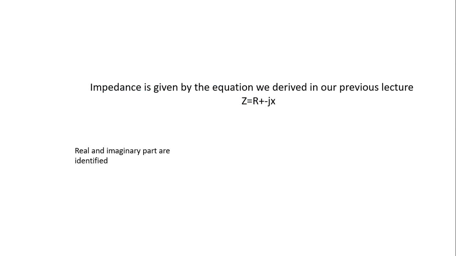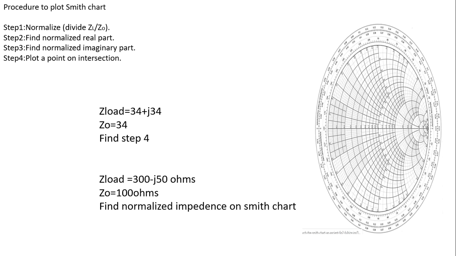Impedance is given by the equation, which is already well known to you. You derived it in the previous lecture, using Cartesian and polar coordinates, and we came to this equation, where the real and imaginary parts appear. Why they are identified, we will see in the Smith chart. So how do we plot a Smith chart?